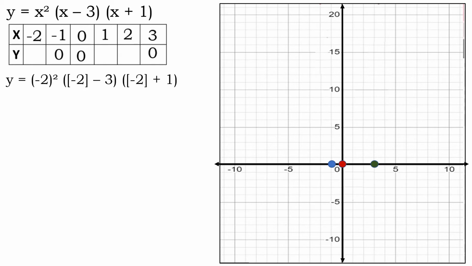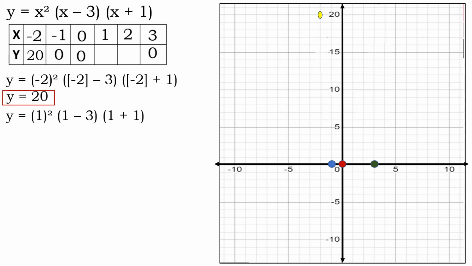Next, if x is equal to negative 2, substitute the value of x by negative 2. So we have negative 2 squared times negative 2 minus 3 times negative 2 plus 1. I just substituted negative 2 for x. So therefore, y is equal to 20. So we put 20. Then we will locate if x is negative 2, where is negative 2? y is 20, so it is up there. I located it, the yellow dot.